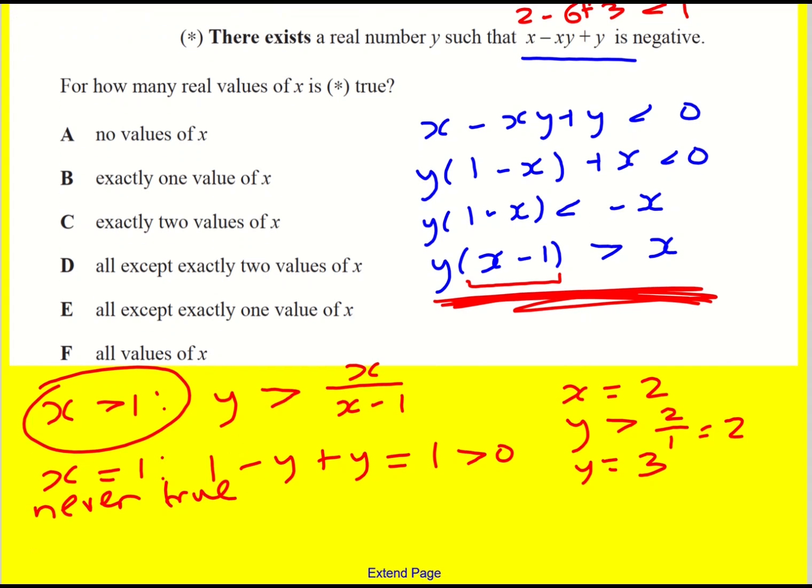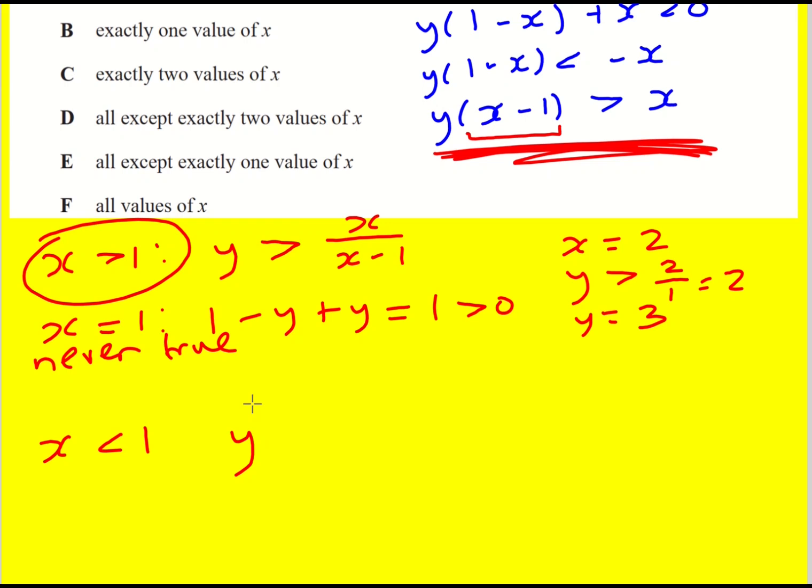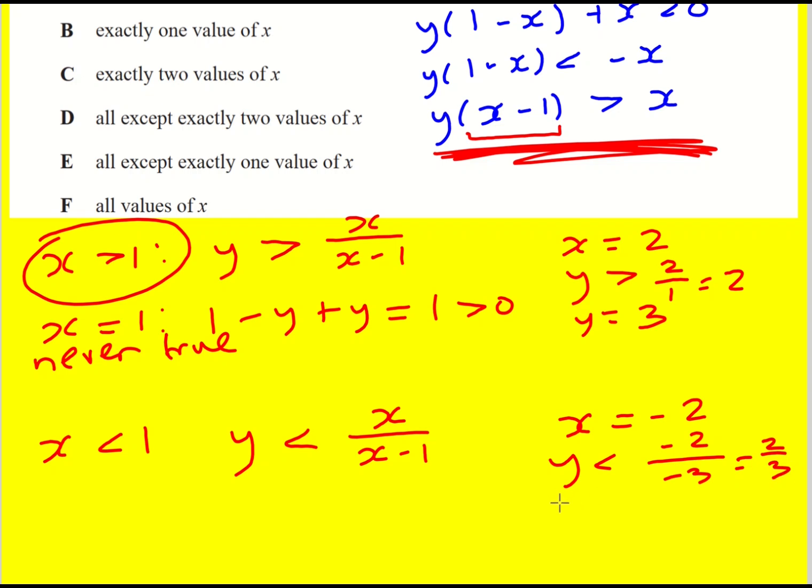And then let's take a look at x being less than 1. Then when we divide through by x minus 1, because that is negative, it's going to swap around, so y has to be less than x over x minus 1. But again, that's it then. As long as I find a y in that way, so let's do an example. What about x equals minus 2? Then as long as y is less than minus 2 over minus 3, which is 2/3, then I'm sorted. So, e.g., I could let y equal 0.